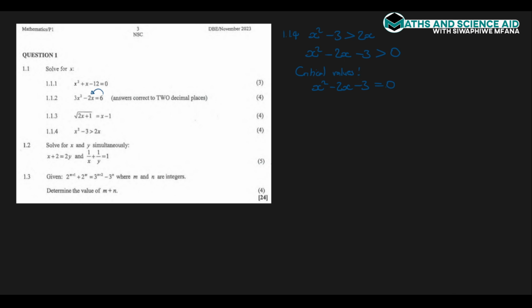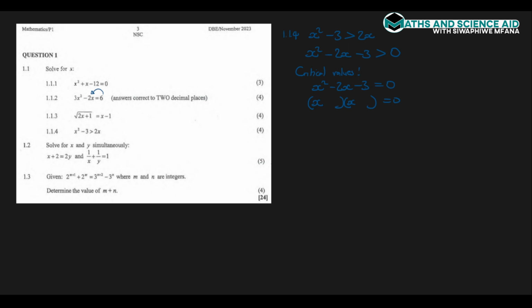You simply need to solve for x where this is equal to 0. And as you know, we can do that by factorization if it is possible. So what are the factors of x squared that we can multiply together to give us x squared? That is x and x. X multiplied by x gives us x squared.